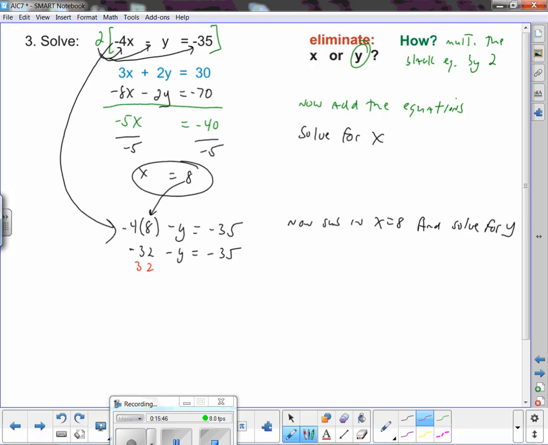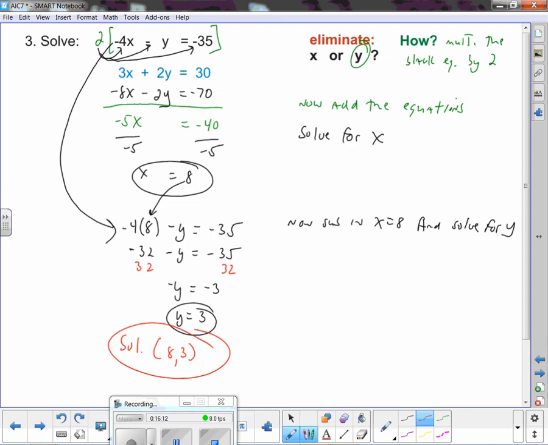Let's add a positive 32 to both sides. We get negative y equals negative 3, and therefore y equals 3. All right, and so what is our solution? Our solution is an x value of 8 and a y value of 3 in our point of intersection, 8, 3. And that wasn't too bad, was it?